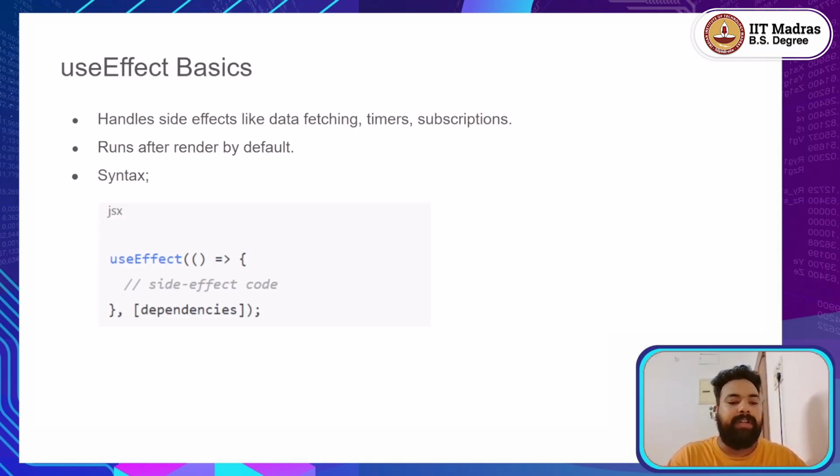The first argument is the function that contains a side effect. This could be a data fetch, a console log, or any other operation. The second argument is the array of dependencies that tells React when to run this effect. If the array is empty, the effect runs only once after the initial render. If it contains variables, the effect runs whenever those variables change. In short, useEffect bridges the gap between React's declarative world and the real-world side effects our components need to perform.